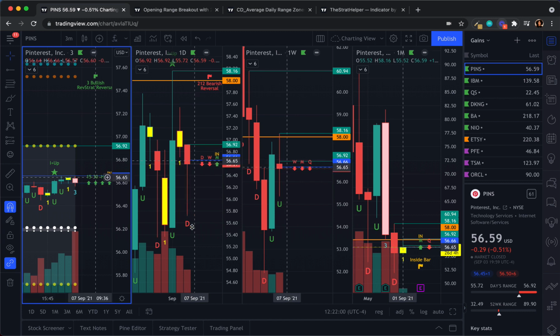And I always have my entries in blue and my targets in green. And sometimes if it's both a target and an entry, I'll put 2 lines, one in blue and one in green. So yeah, that is my TradingView setup.